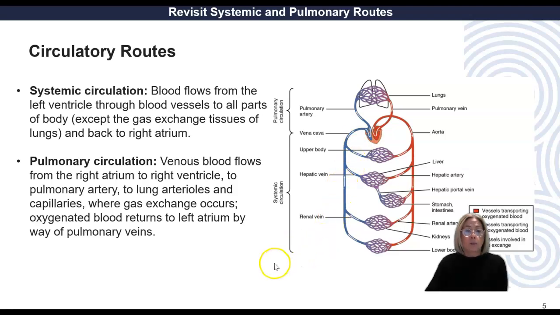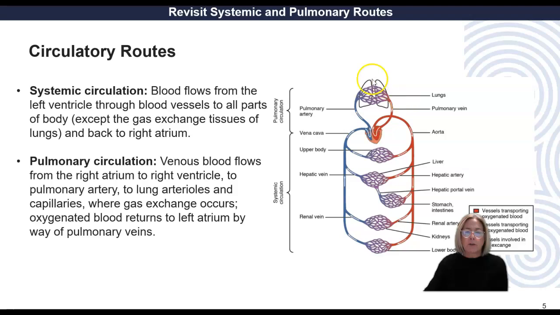In terms then of the pulmonary circulation, this venous blood flows from the right atrium into the right ventricle and then up through that short pulmonary trunk, which is about 5 centimeters long, and then into the right and left pulmonary arteries, which then branch to form the lung arterioles and the capillaries.